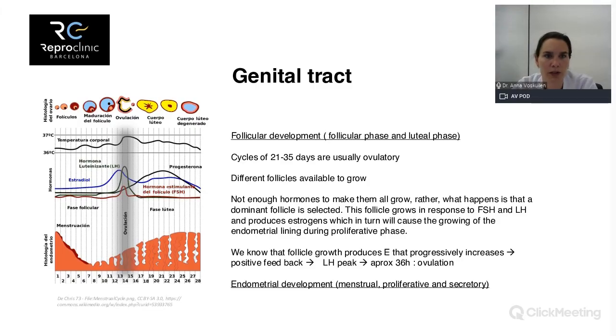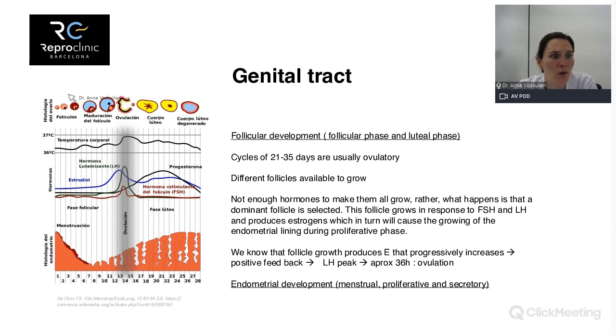So now let's go to the genital tract. Let's be a little bit more in that point, okay? So I will divide it in two phases, two different things. The follicular development, which is the development of the follicle in the ovary. And then the other part is the endometrial development, which is the growing of the lining of the endometrium that is inside the uterine cavity, and that will grow and then that will actually create the menstruation if we don't get pregnant, okay? So with cycles of 21 or 35 days, usually we think that they are ovulatory, so that we have an ovulation in them.